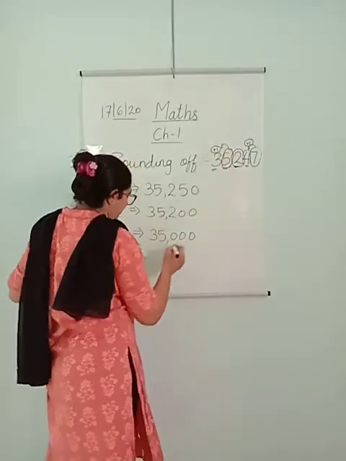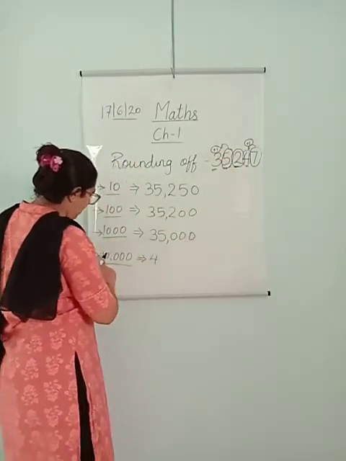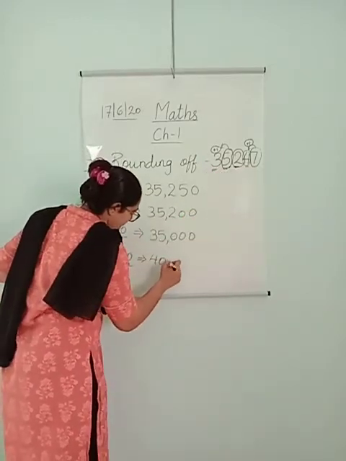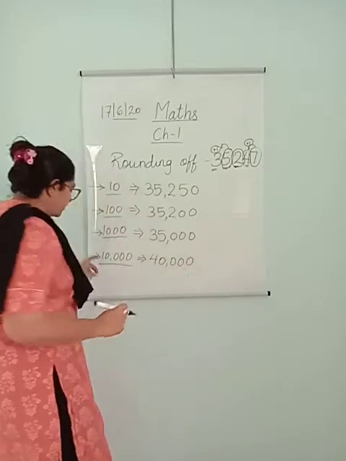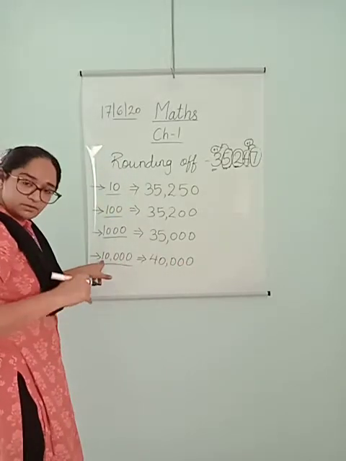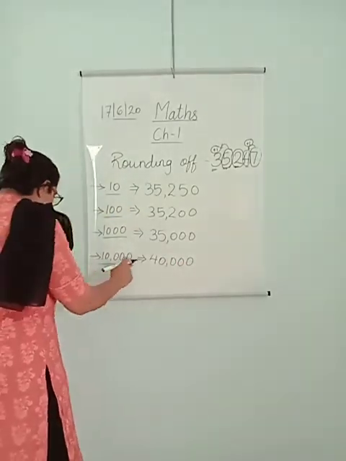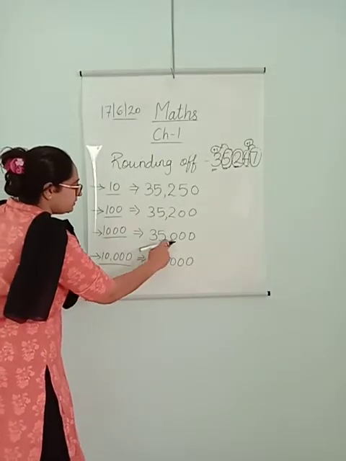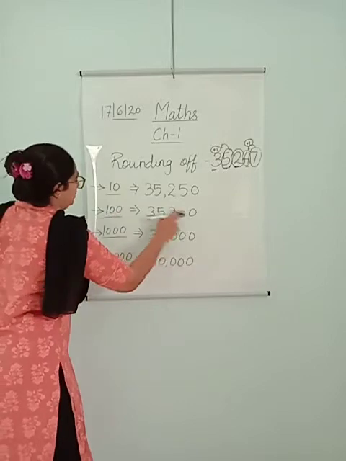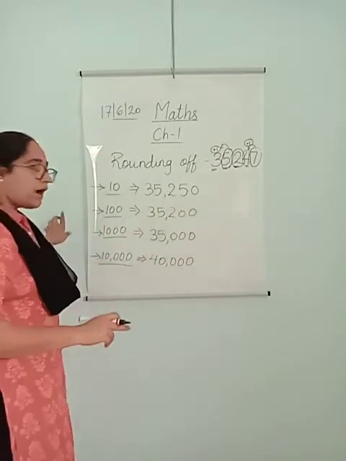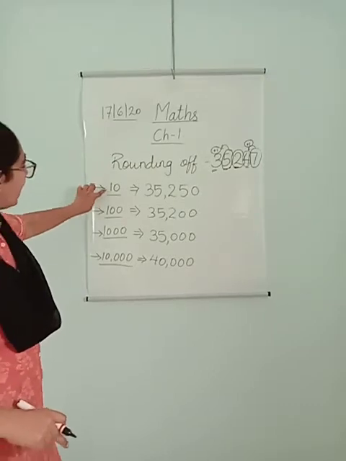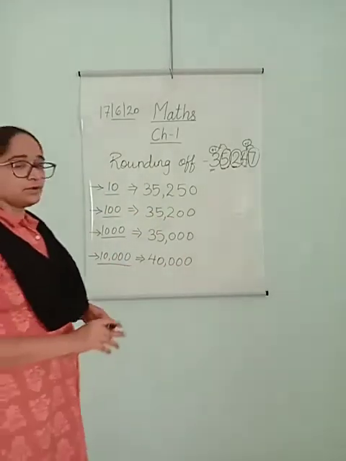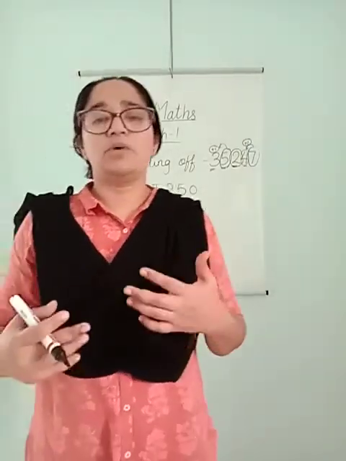So 3 plus 1, 4. And after 4, I want 4 zeros. So these all become 0. Getting me? Whichever place you are rounding off, that place will have a number, बाकी के सब 0 हो जाएंगे. Whichever place you are rounding off, that many zeros you will have in the number. So this is all rounding off.